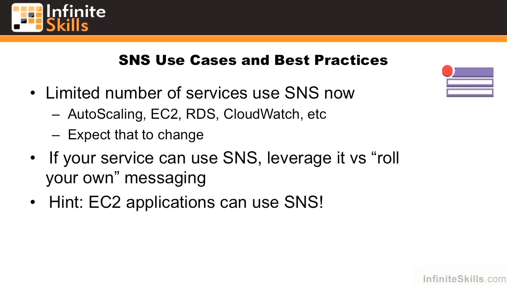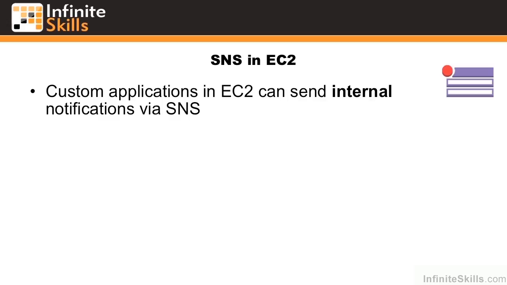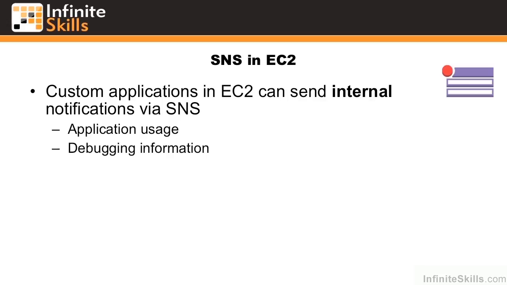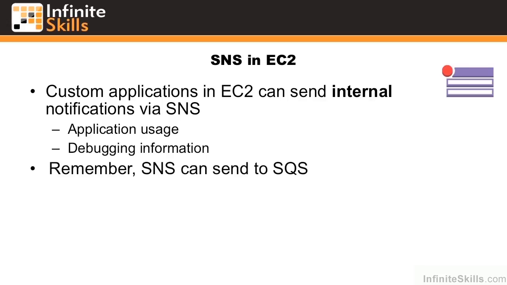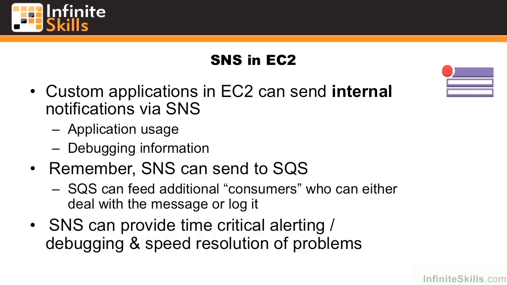For example, EC2 applications can directly access SNS. Custom applications in EC2 can send internal notifications via SNS. This is useful for application usage messaging, as well as debugging information. Remember, SNS can also send to SQS. SQS can feed additional consumers who can either deal with the message or choose to log it later. SNS can provide time-critical alerting and debugging to speed resolution of sometimes difficult-to-debug problems.